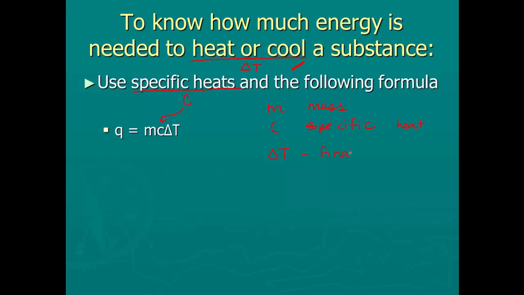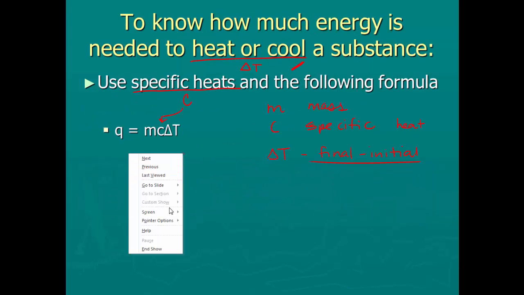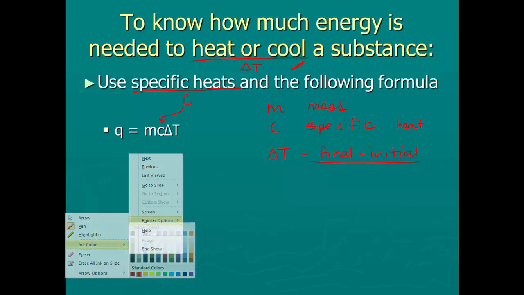It's final minus initial. Okay? Now, let's talk about what these numbers are. The specific heat for water depends on what state it's in. Is it solid ice, is it liquid water, or is it steam? Okay. Let's look at the value for the specific heat of liquid water. It's 4.18 joules, and then that's over grams, and it's over degrees Celsius. So we say joules per gram per degree Celsius. What this means is these are the units that show up in the other measurements. So if we look back at the formula here, okay, let me change my ink color to something that's better.